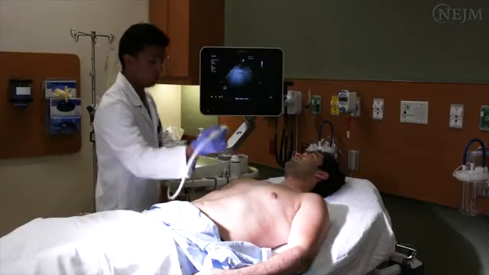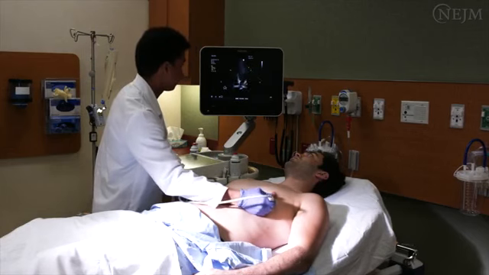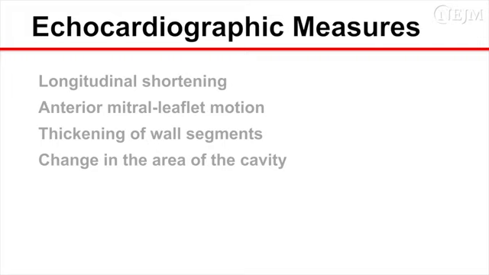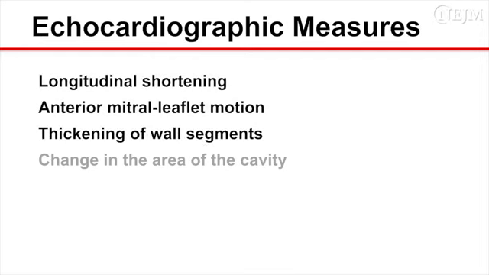To evaluate the left ventricular systolic function by means of focused cardiac ultrasonography, use the following 4 echocardiographic measures: longitudinal shortening, anterior mitral leaflet motion, thickening of wall segments, and change in the area of the cavity.